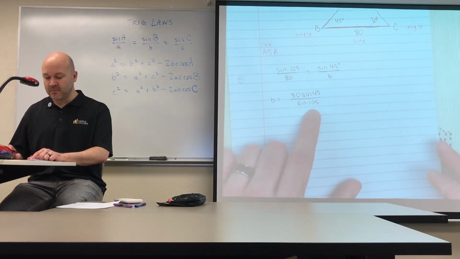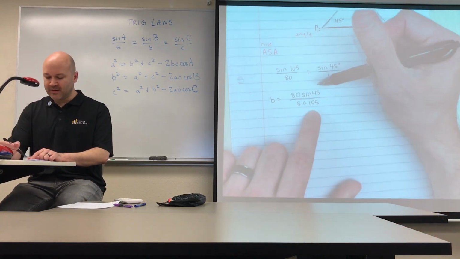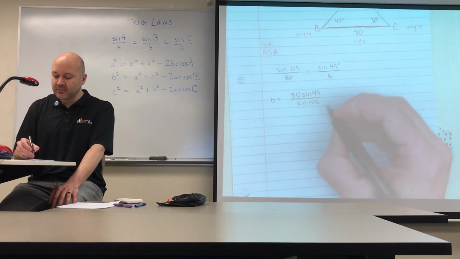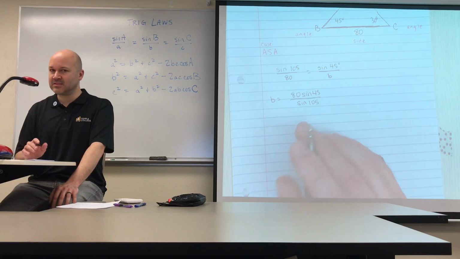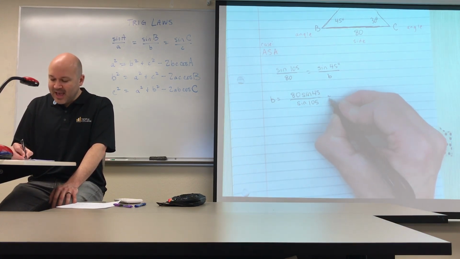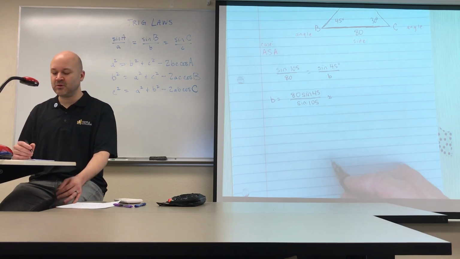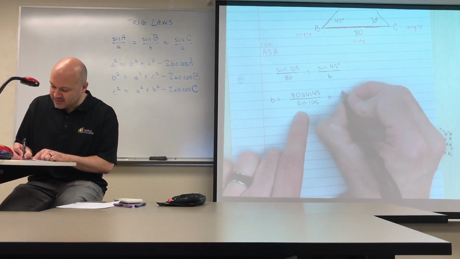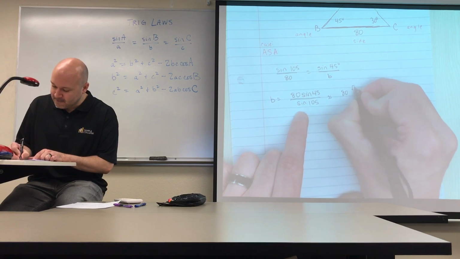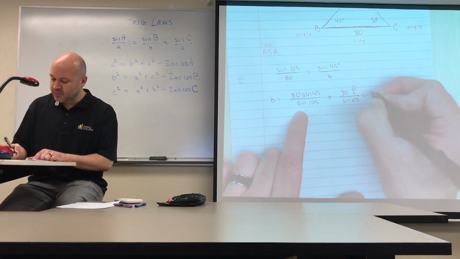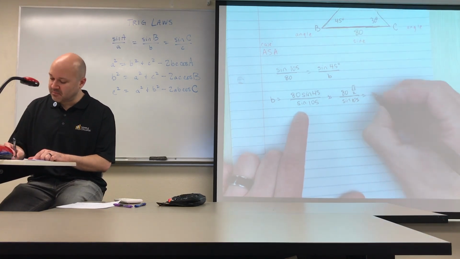That's the exact value. Ooh, that looks very familiar, sine of 45. So I'm about to just shove this into a calculator because sine of 105 is not so pretty. But I happen to know sine of 45 is root 2 over 2. So for fun, I'm just going to play around and simplify a little bit. 80 halved is 40.